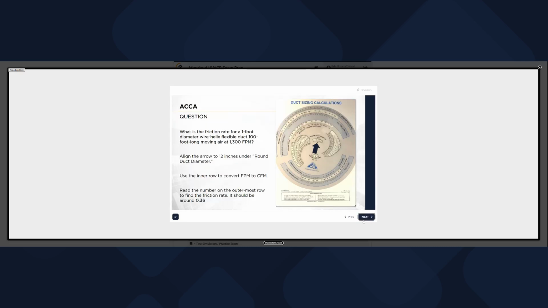Question: what is the friction rate for a 1-foot diameter wire helix flexible duct 100 foot long moving air at 1,300 FPM? Align the arrow to 12 inches under round duct diameter. Then use the inner row to convert FPM to CFM. Read the number on the outermost row to find the friction rate. It should be around 0.36.